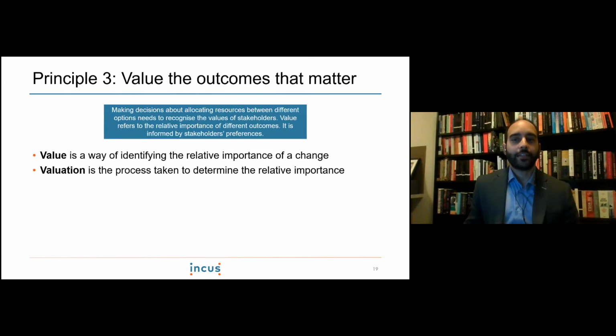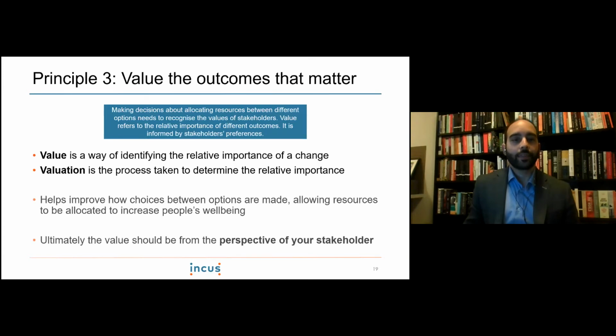The idea here is that you can reveal, identify, and measure relative importance, and use that to compare what's happening for different stakeholder groups without at any time having to generalize or average out amongst them, because you're using their perspective. That helps improve how choices between options are made, allowing resources to be allocated to increase people's well-being, which is generally what most of these programs are about in a broad sense. We're going to spend a little bit more time on this particular principle because I think this is probably newer than the first two. So I'll talk through this a little bit more.